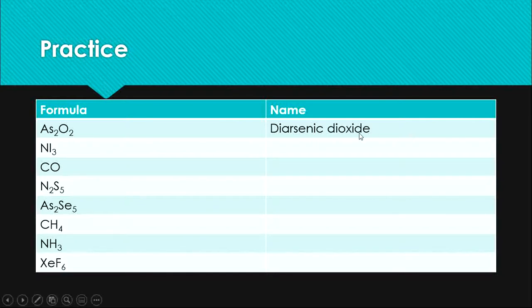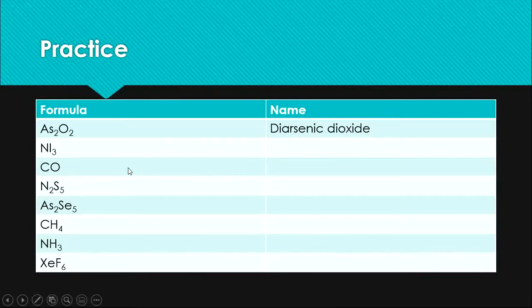Okay? Couple of things here. Notice that there's a space between the first part of the name and the second part of the name. And again, the ending is not dioxygen, but it's dioxide. So again, we don't change the first part of the name, we only change the second part of the name.